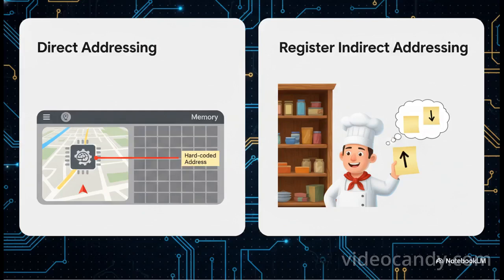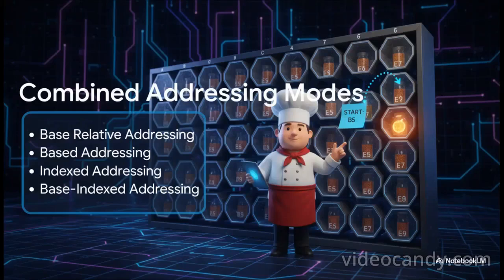Direct addressing is like having a specific street address hard-coded into your GPS. It only goes to one place. Indirect addressing is like having the phone number of a friend who knows where the party is tonight. That second option is way more dynamic and gives programmers a ton more power. And believe me, it gets even more sophisticated.